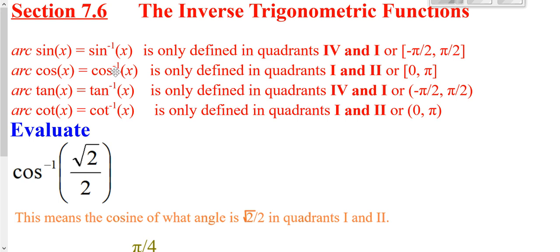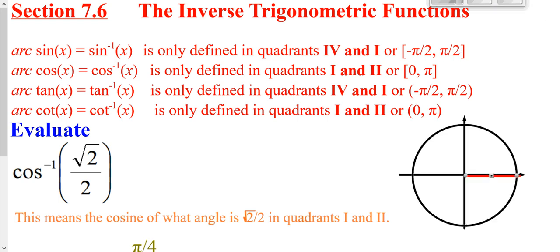Your inverse cosine and inverse cotangent are defined only in quadrants 1 and 2, between 0 and pi. Your inverse sine and inverse tangent are defined in quadrants 1 and 4, from negative pi over 2 to positive pi over 2. Which for the most part means if you have an answer that's down here in the fourth quadrant, you need to rotate backwards and give me a negative angle.